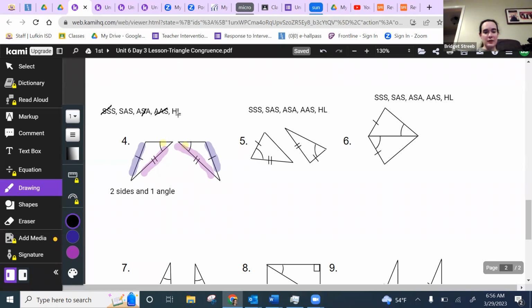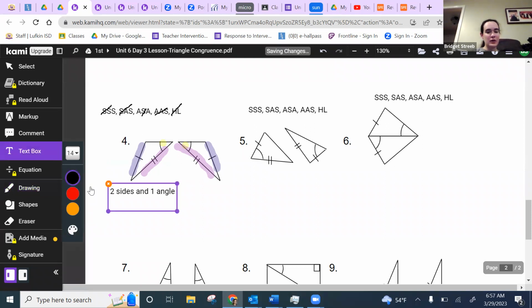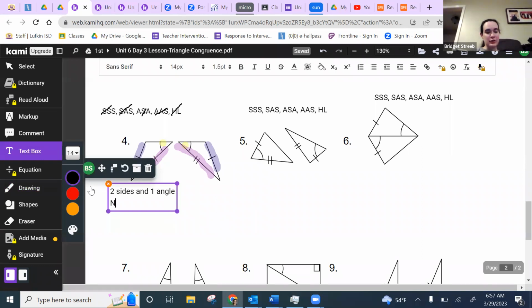We don't have a right angle, so we can get rid of hypotenuse leg. So that means we have to check side, angle, side. So the angle has to be in the middle. Is this yellow included between blue and purple? No, it's not. So it's not side, angle, side. It is not congruent.